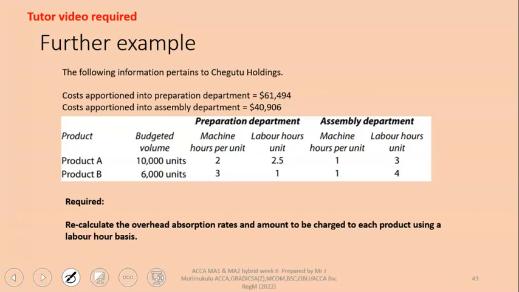All right. The following information pertains to Checkbutu Holdings. Cost apportioned to the preparation department were 61,494. Cost apportioned to the assembly department were 40,906. And we are given this information here. You are required to recalculate the overhead absorption rate and amount to be charged to each product using a labor hour basis. So we are going to use the labor hour basis, which means we are going to ignore the machine hours for now.